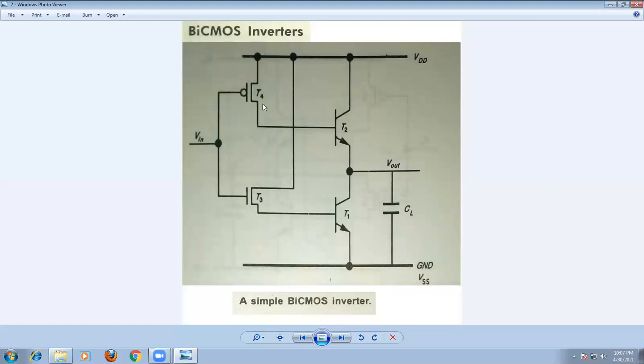Now, in the case of an inverter, we have one p-channel transistor and one n-channel transistor, and we connect the two transistors in this fashion. Just observe here. The drain of the p-type transistor drives the base of the transistor T2, right? Similarly, the source of the n-channel enhancement mode FET drives the base of the transistor T1. Therefore, at any time only one transistor will conduct.